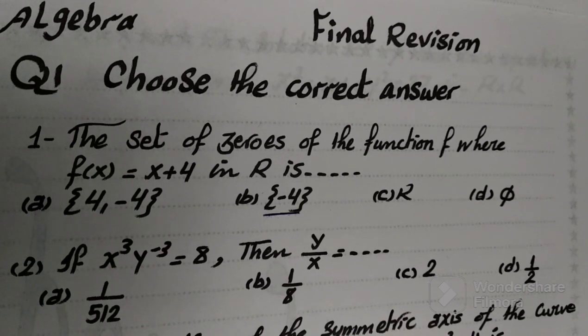First, we'll start with question 1. Choose the correct answer. Number 1. The set of zeros of the function f, where f of x equals x plus 4 in R, is.